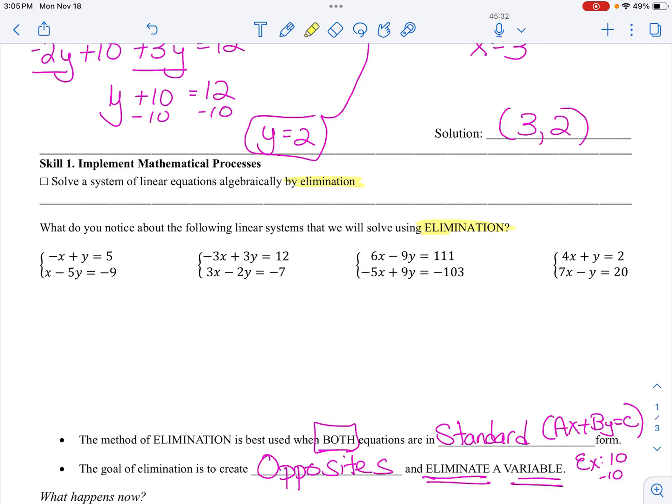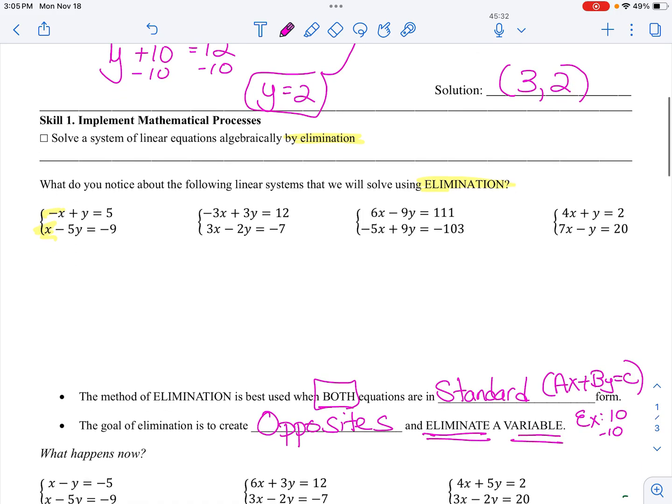So if I take a moment and look at all these, I notice that in this first system, negative x and x are opposites. And so what we're going to do today, which I'm not going to do all of it right now, we're just practicing, is I notice they're both in standard form. I have opposites. So what we'll end up doing is we'll add down. When we add down, we only will have one variable, and then we can solve that for y and then go back and solve for x. So that's how we're going to finish the problem. But for right now, I just want you to notice how we could use elimination.